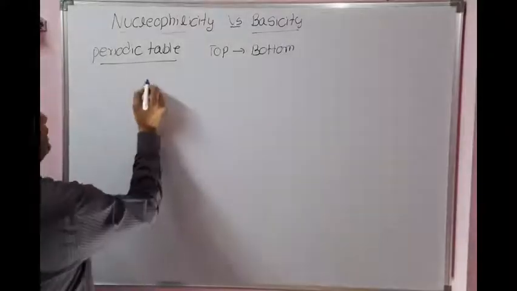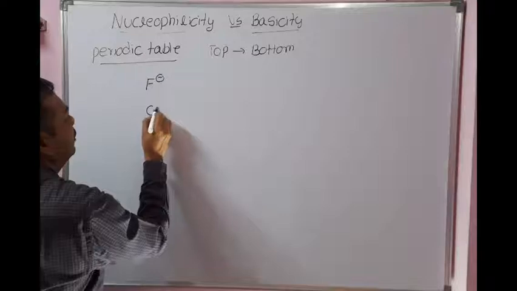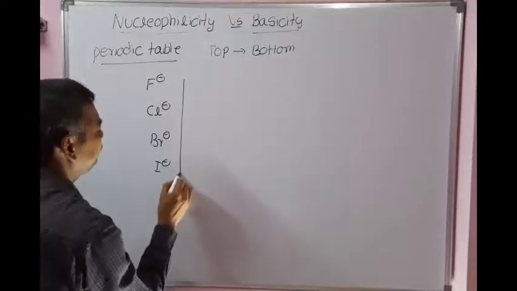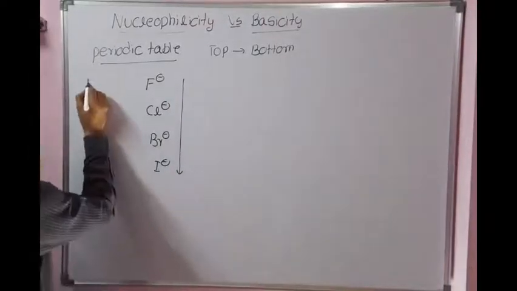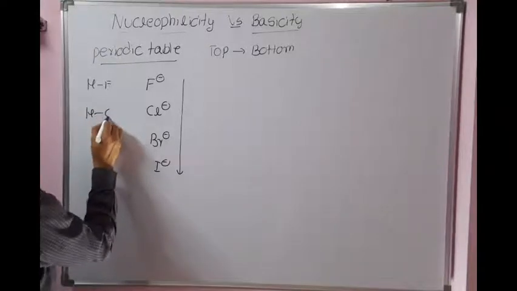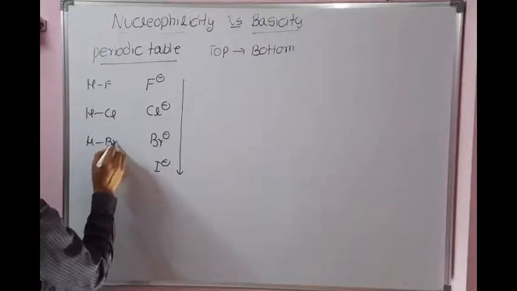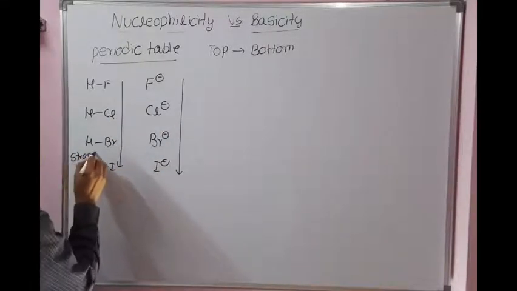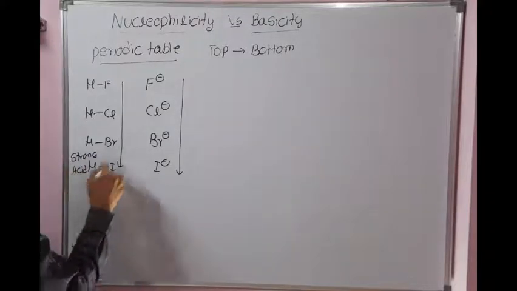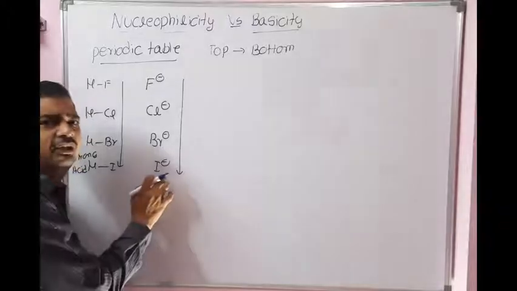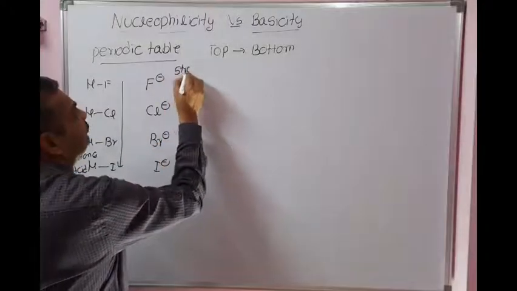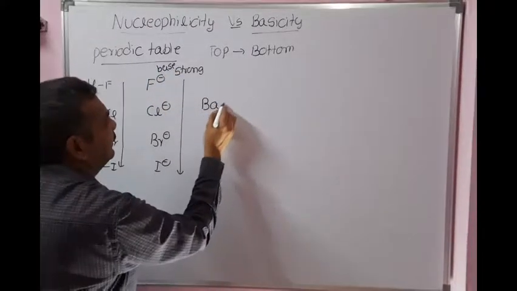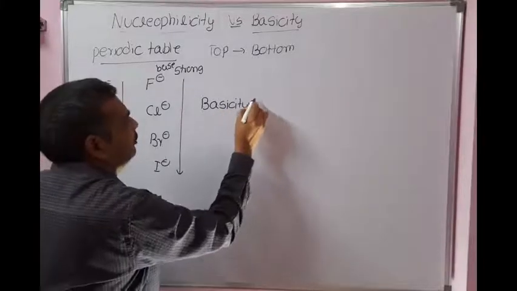Whereas from top to bottom, let's see F minus, Cl minus, Br minus, I minus. To know the basicity, write the conjugate acids: HF, HCl, HBr, HI. From top to bottom, acidity increases. Strong acid. If an acid is strong, its conjugate base is weak. That means a weak acid has a strong conjugate base. So from top to bottom, basicity decreases.